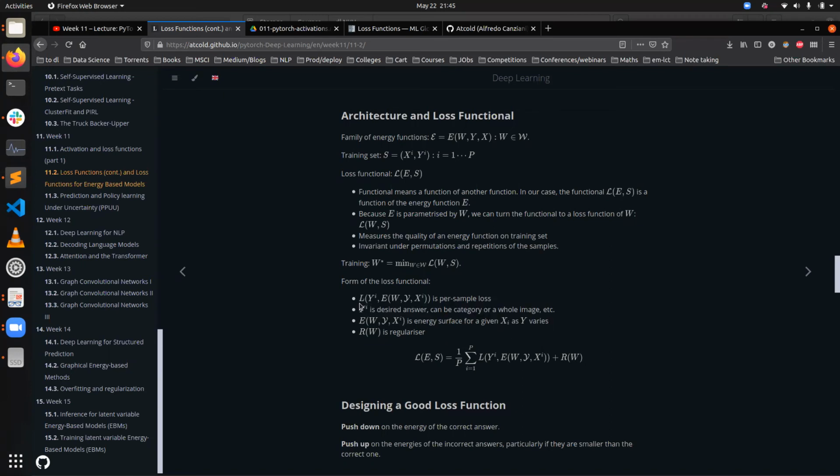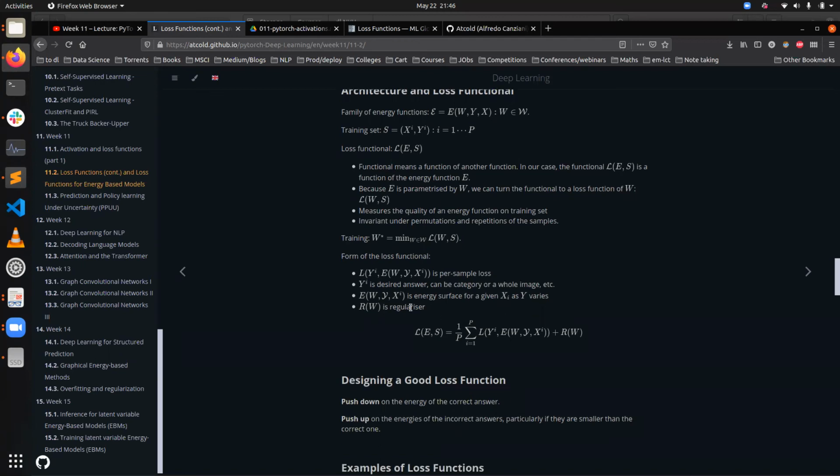So this is the energy surface, and this is the actual y value, and the energy function's value should be low at yi and high at all other y's. So this is the energy surface for given x as y varies.